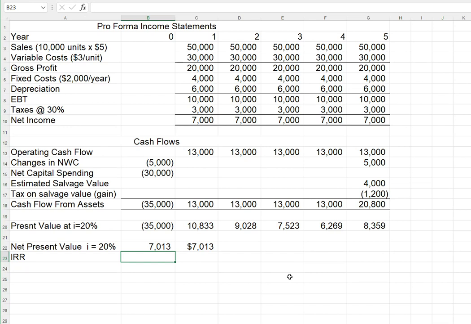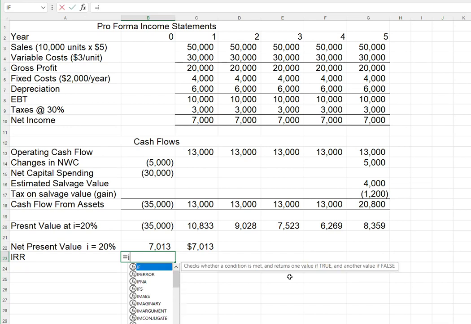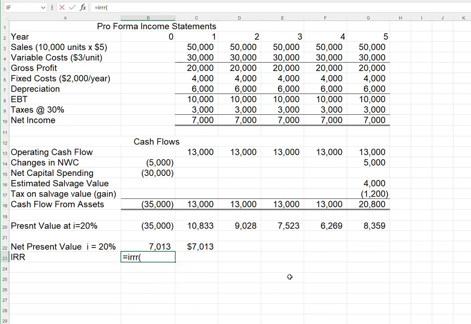To calculate the IRR in Excel, it's very simple, equals IRR, and we can simply highlight our expected cash flows. And we have an IRR of 28.5%, which makes sense because that means our present value or net present value was greater than 0. And of course, we would accept this project.